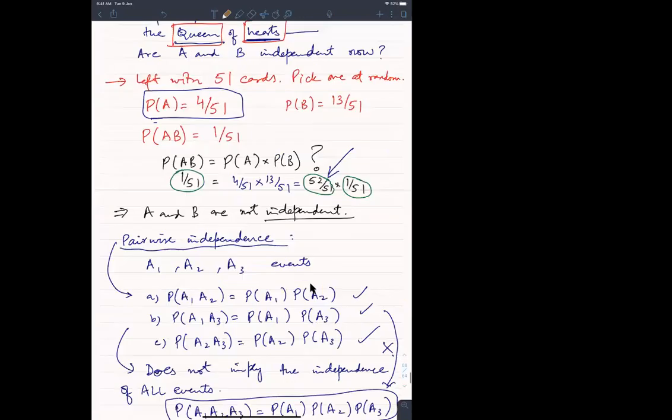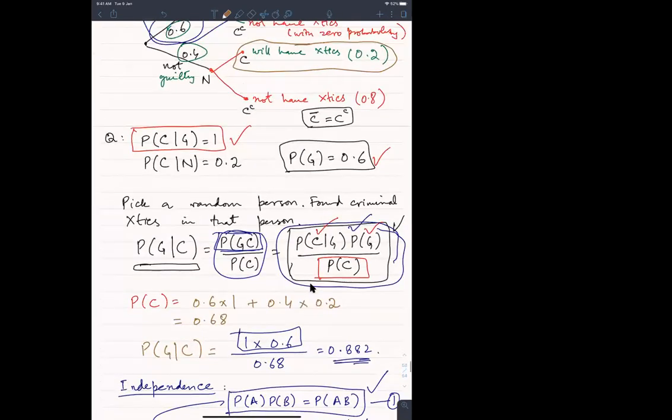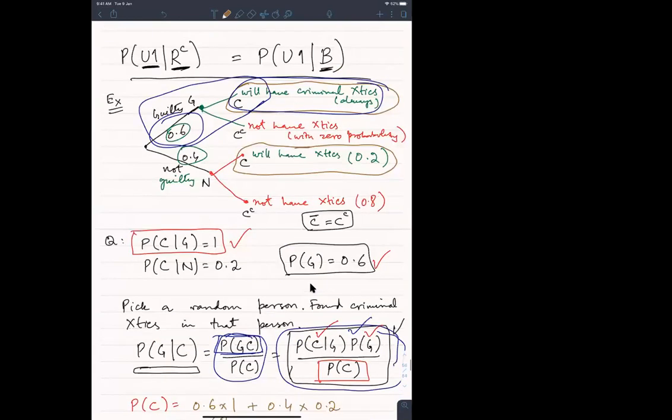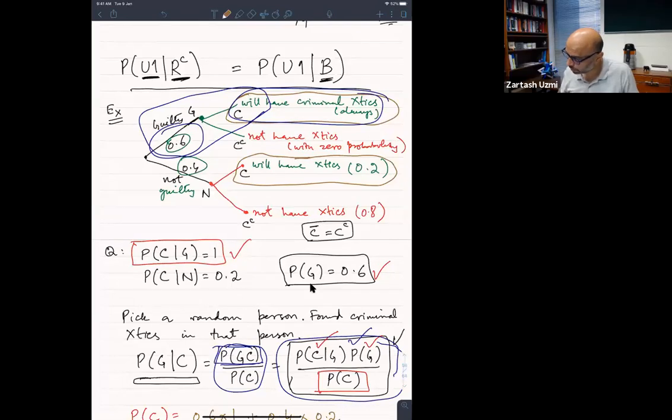Sir, in this you gave the question statement: pick a random person, find the probability that he is found to have criminal characteristics. No, pick a random person and you found criminal characteristics in that person. Okay. What is the probability the person is guilty?